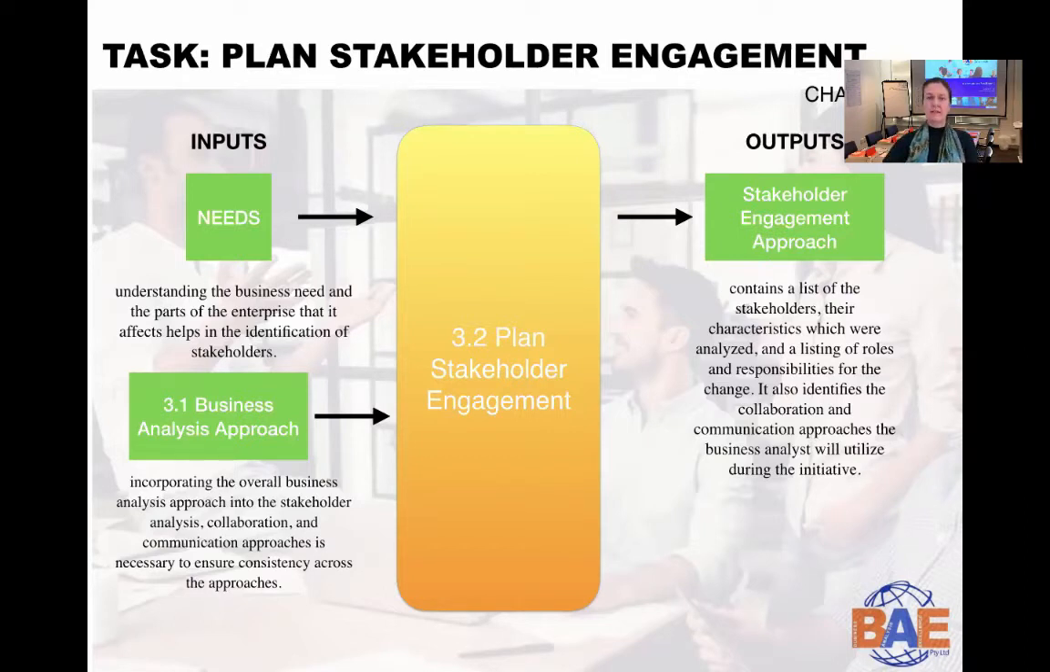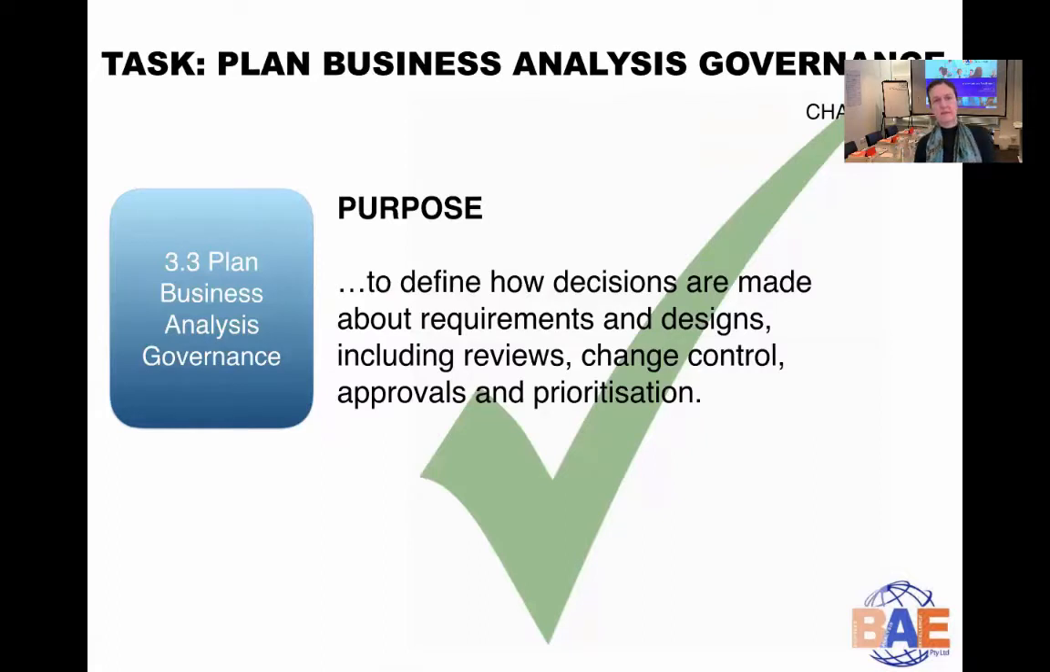All right, so let's have a look at the third task, plan business analysis governance. So here we're looking at how to define how decisions are made about requirements and design. And this includes reviews, change control, approvals, and prioritization.